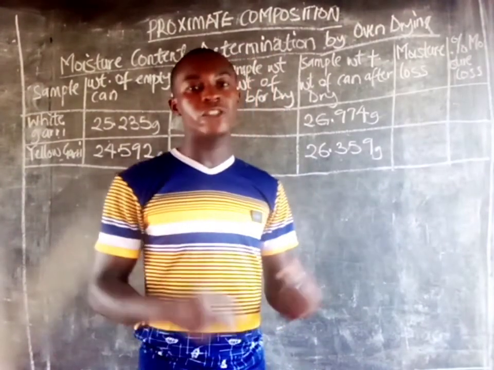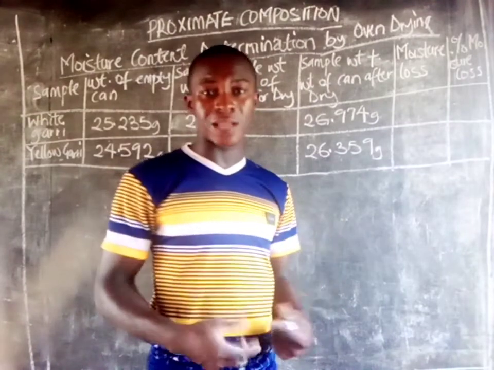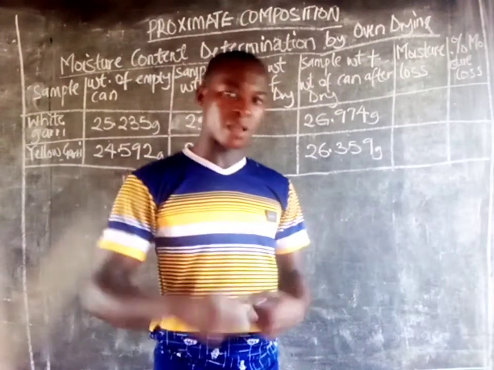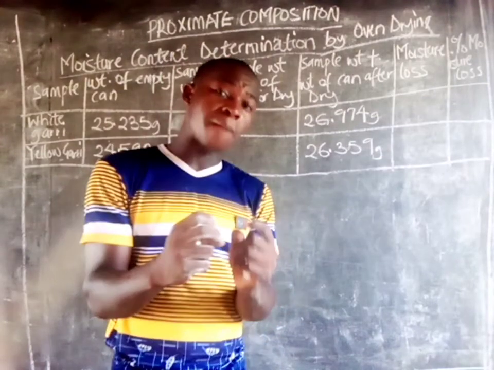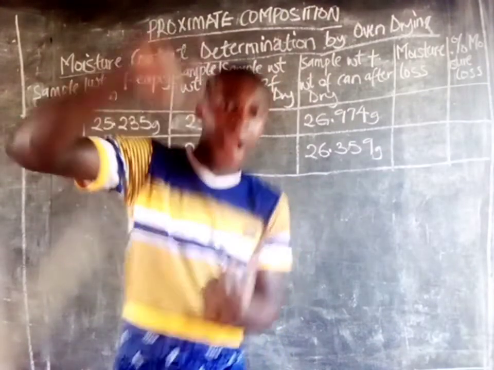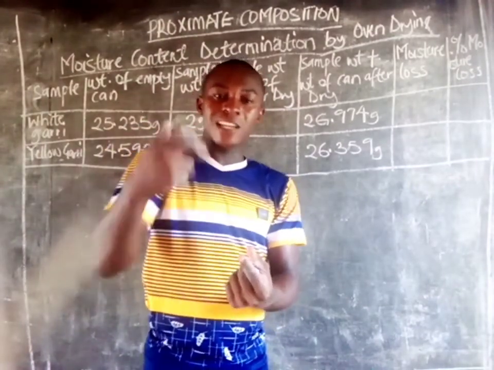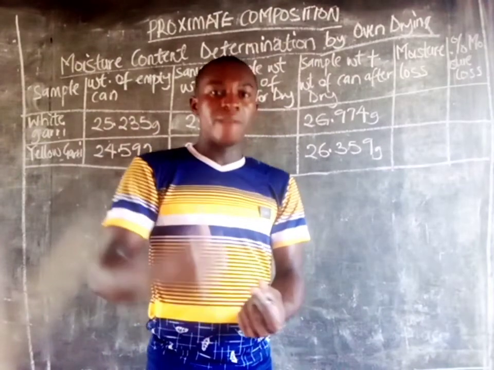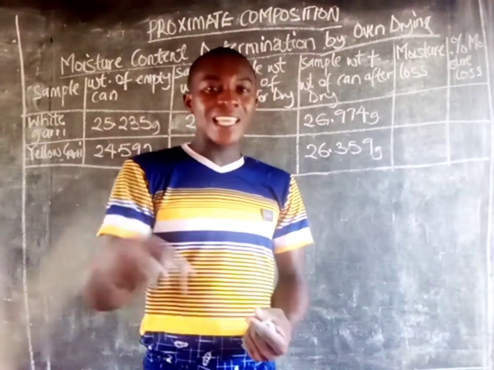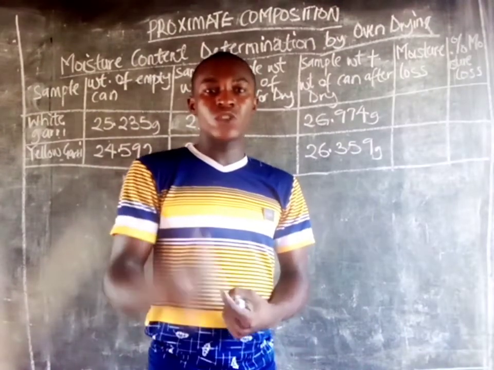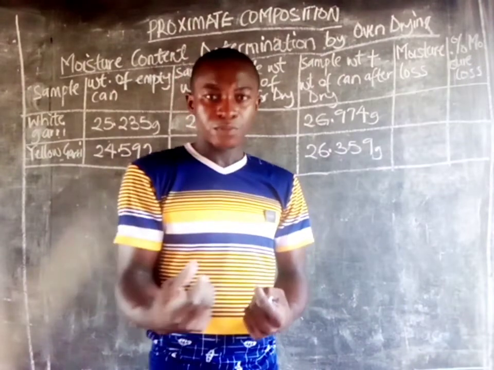Now, why moisture content determination? Moisture content is very important in proximate composition. Now, moisture content is of importance because a food sample that contains a high moisture content is likely to have a reduced shelf life, because the probability of microorganisms dwelling in that food is very high, and so there's a probability that the food will deteriorate with time.